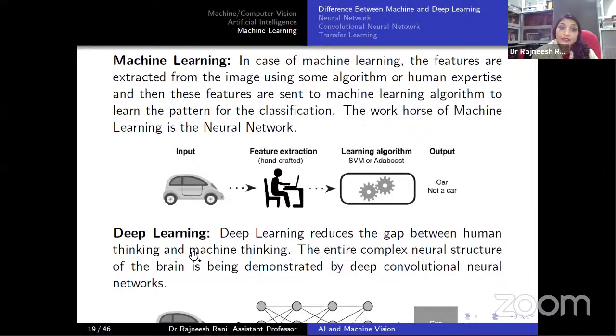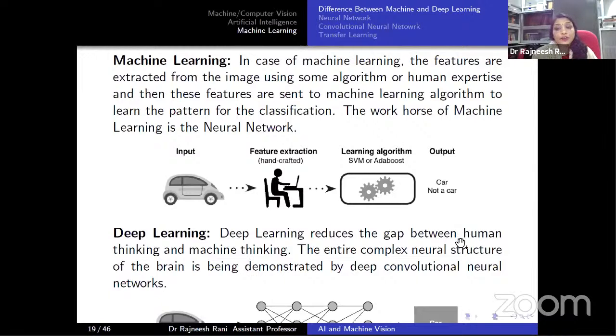But what is deep learning? Deep learning reduces the gap between human thinking and machine thinking. In case of deep learning, you just give the image and the system automatically determines whether this image is of a car or not. So this portion, the portion of feature extraction, is just ignored. This feature extraction portion is also done by the machine. So deep learning reduces the gap between human thinking and machine thinking.